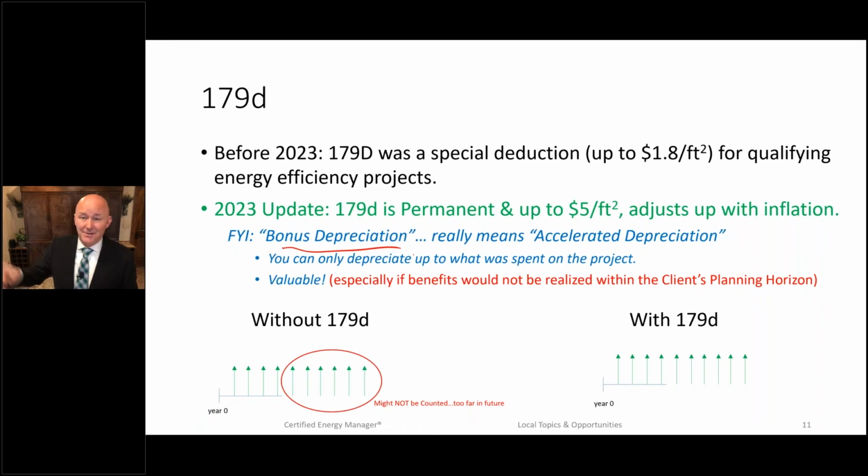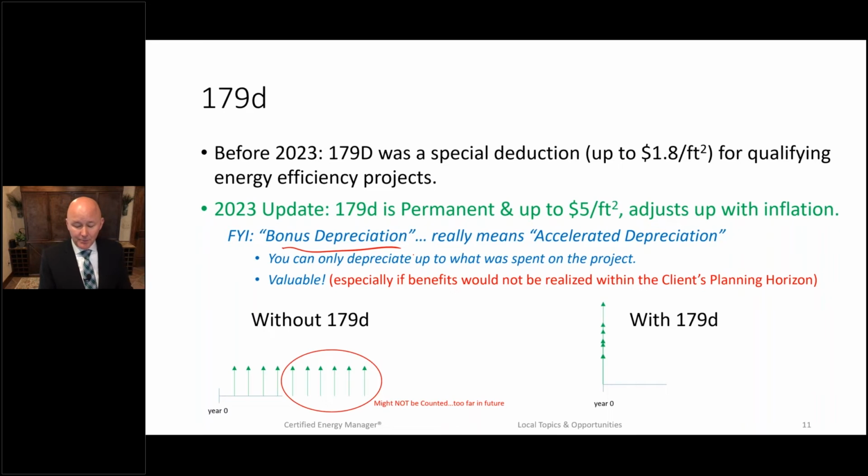They're not going to count those benefits because they're way out in the future beyond 3 years. But with 179D, if you look at the animation, you get all those benefits now. So it does add value, even though they've labeled it as bonus. It's really accelerated depreciation, okay?